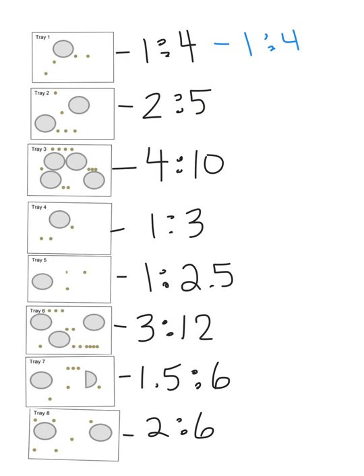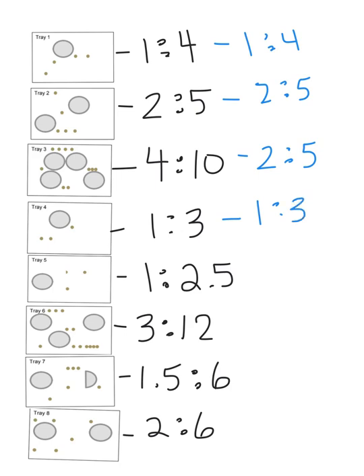In tray two, again, 2 to 5, I can't reduce that any further unless I'm going to start working with decimal numbers. So I'm going to keep this as 2 to 5. In tray three, I've got 4 to 10. Now, I know off the top of my head that both of those are even numbers and therefore divisible by 2. So if I divide 4 by 2, I'm going to end up with 2. And if I divide 10 by 2, I'm going to end up with 5. So this is also a 2 to 5 ratio.